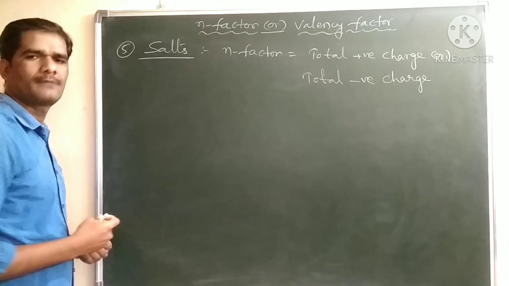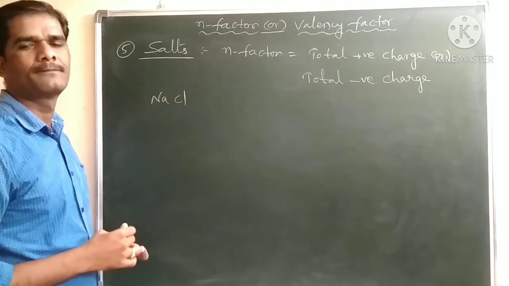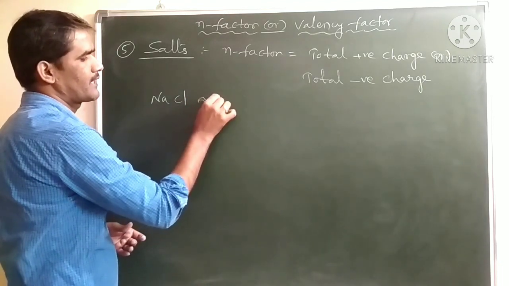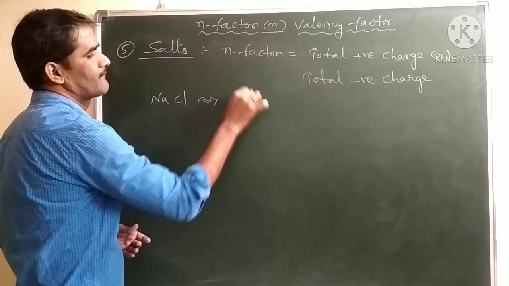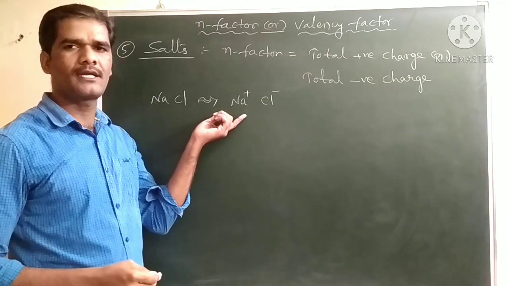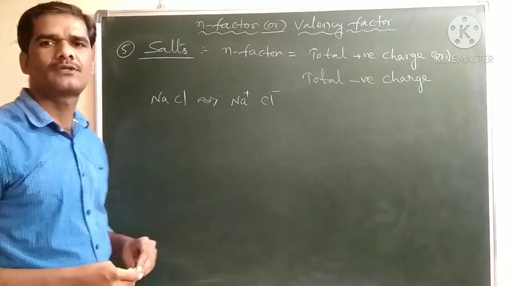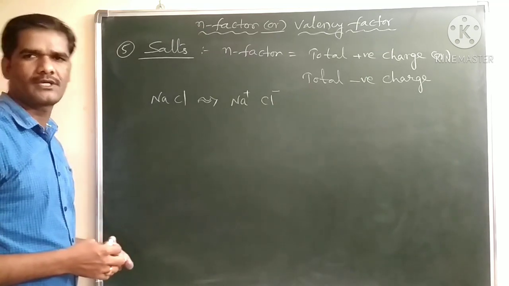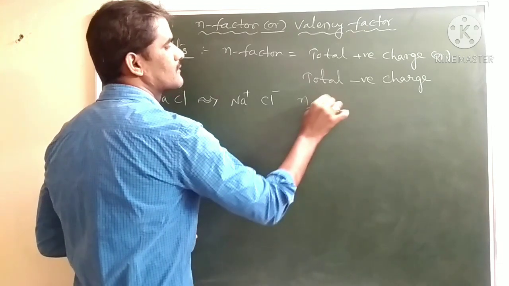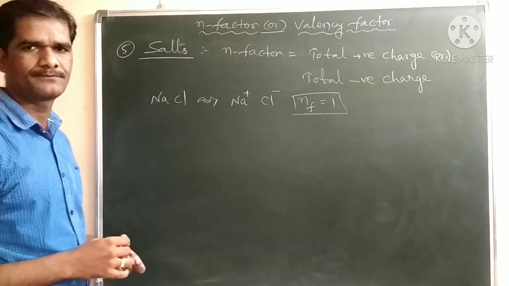Again, let us take some examples here. Sodium chloride generally exists as Na plus and Cl minus. The total positive charge carried by sodium is plus 1 and chlorine is minus 1. So both are the same, and you can take either positive or negative. So the N factor for NaCl is 1, because either total positive or total negative is 1.